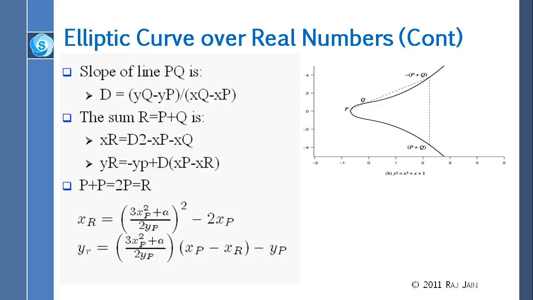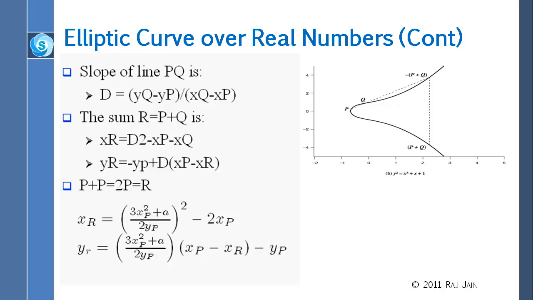And this is the math: you have to calculate delta, which is the slope of this line, yq minus yp divided by xq minus xp. Then you can solve the equation of intersection where this line intersects the curve, and it will come out xr is equal to delta square minus xp minus xq, yr is equal to, where r is this point right there.